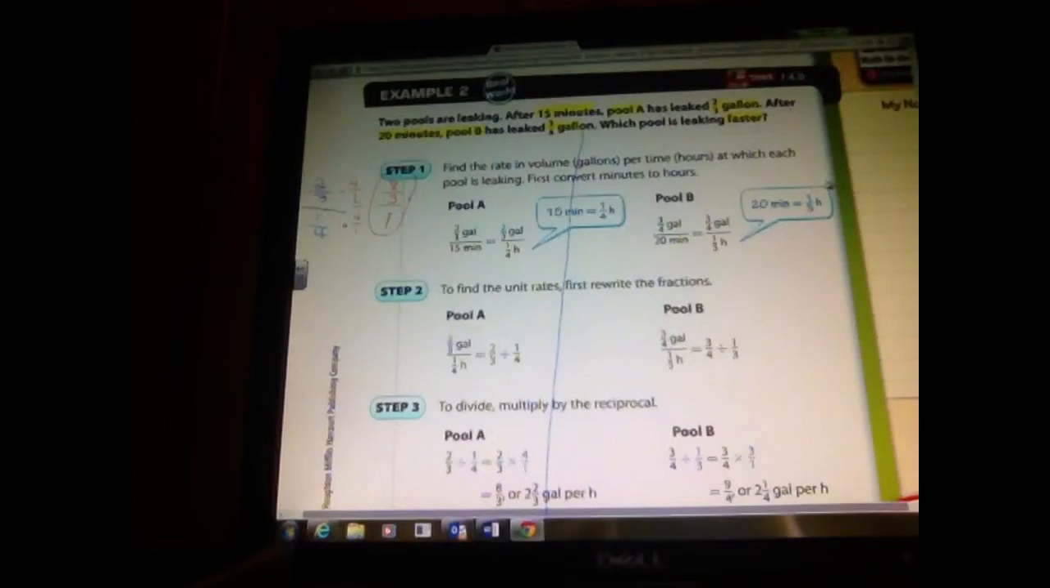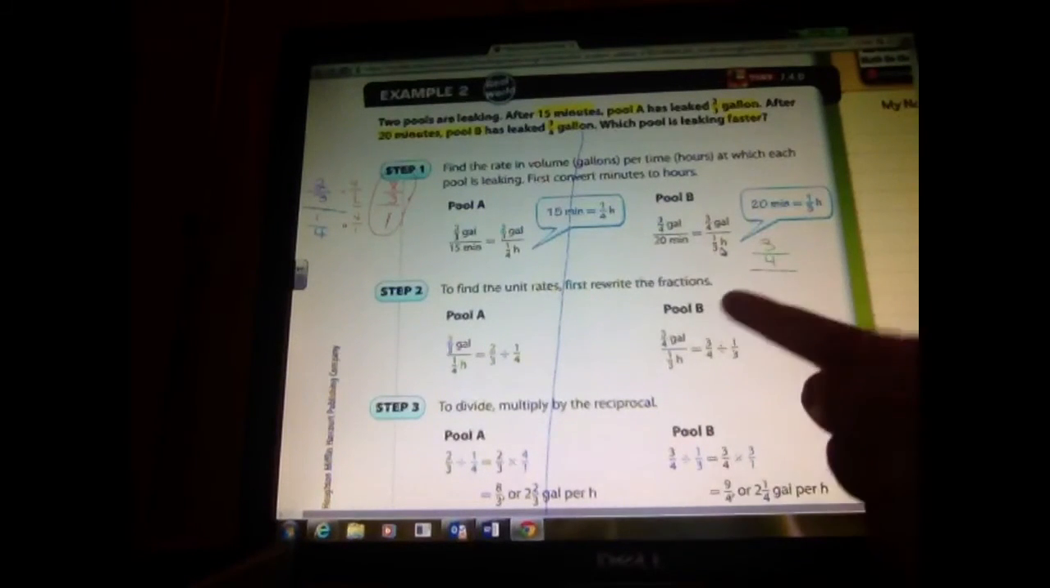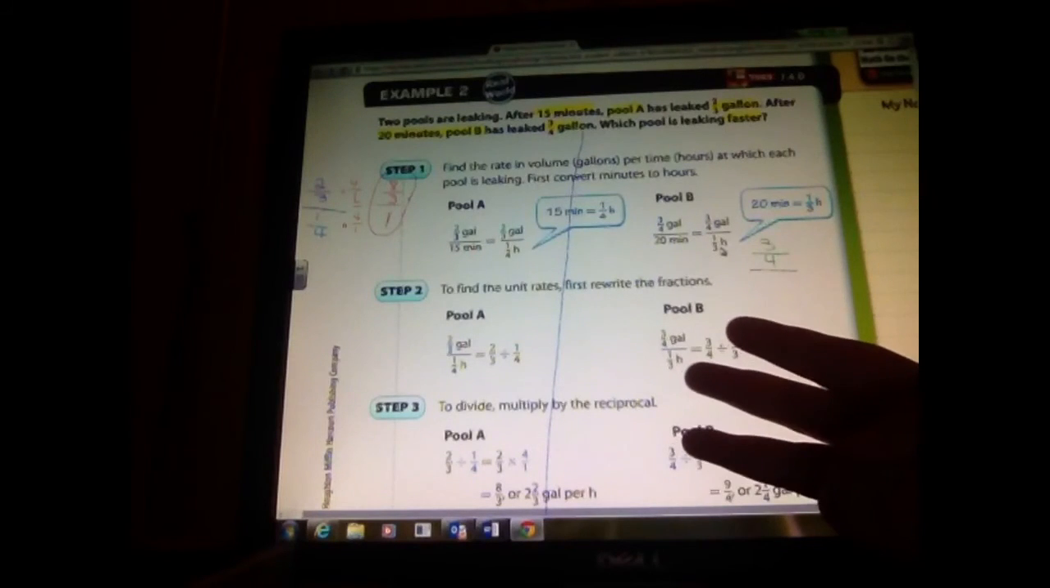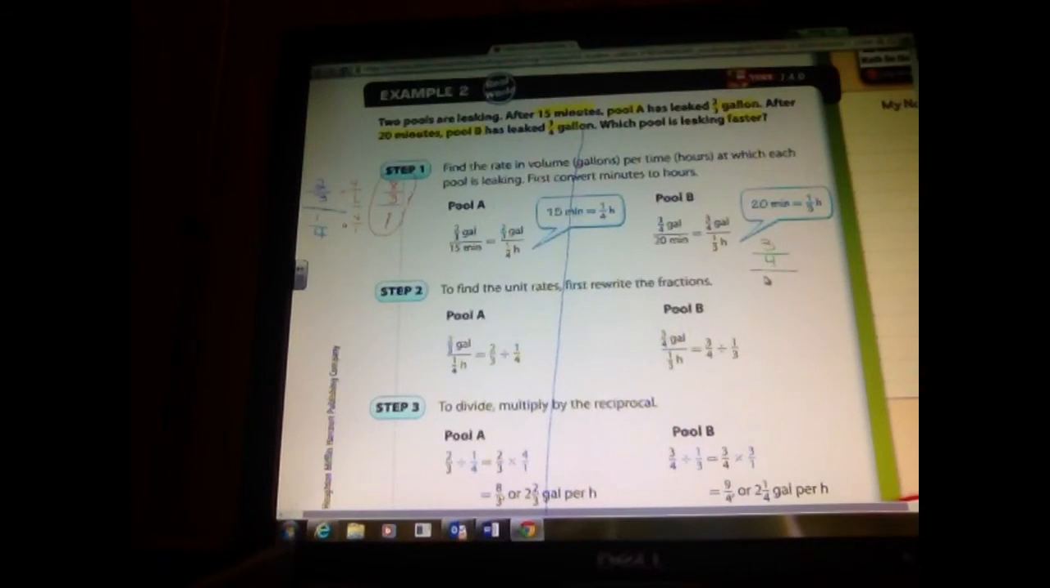So let's look at pool B. So I have 3/4 of a gallon. And they tell me that 20 minutes is 1/3 of an hour, which it is. 20, 40, 60, that was 3 20s there. So each one of them counts as 1/3. I want to know what it's going to be for 1. So multiply times the reciprocal. And I get 9/4 for pool B.